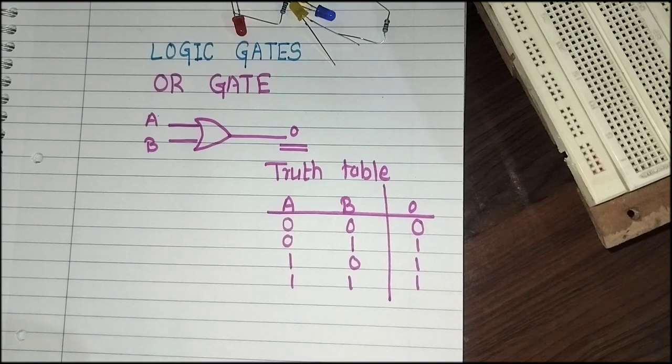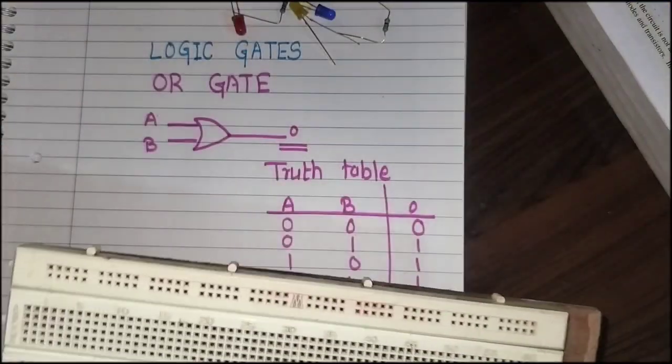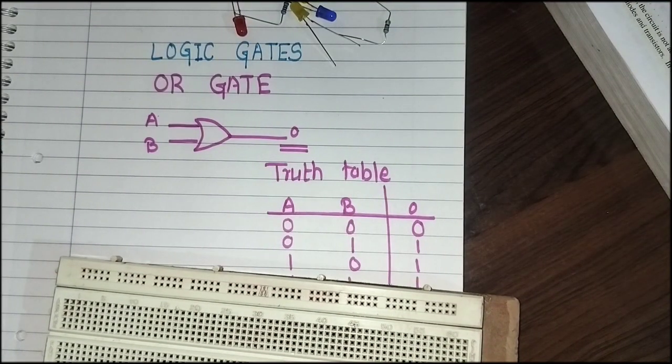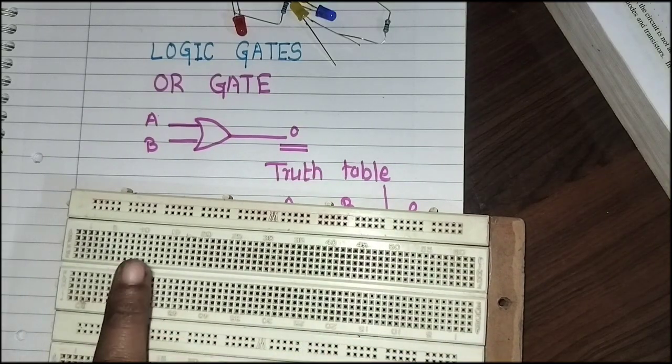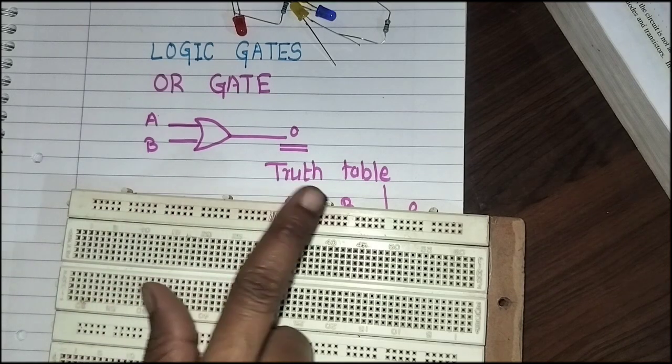So we can implement this OR gate on a breadboard. Okay, so we will first implement it, where if both the inputs are low, we will get the output as low.